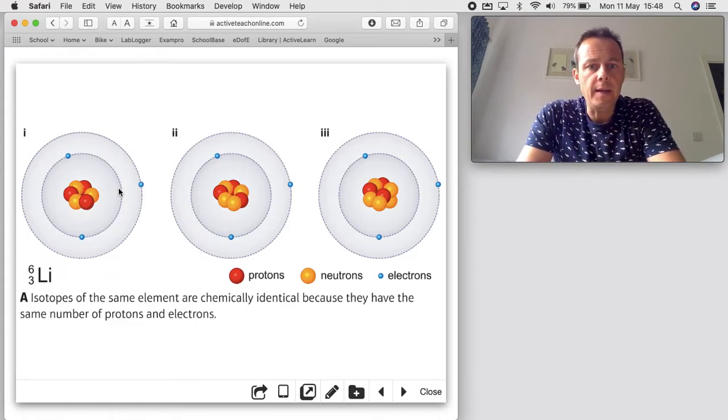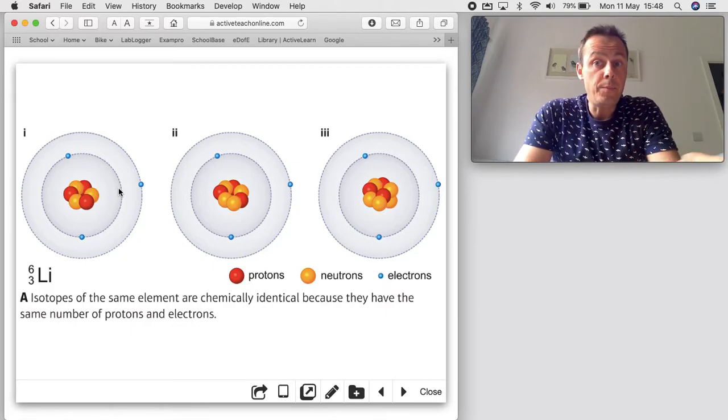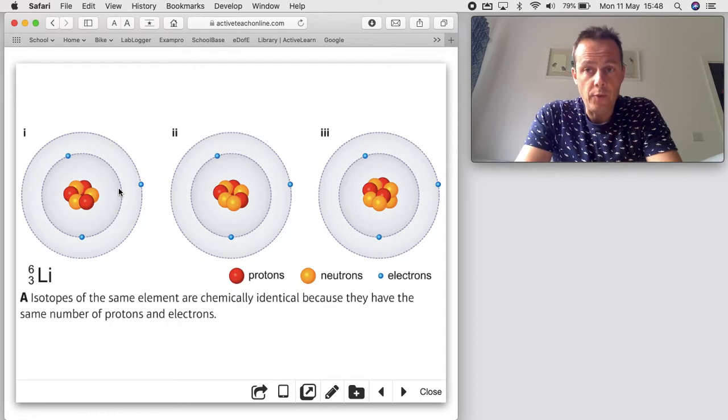Now we can see here we have lithium. Looking at the periodic table and the information we've got here, we know lithium has got 3 protons. If we look in each one of those pictures, we've got 3 protons. We know previously that atoms have no overall charge, so if we have 3 protons, we must have 3 electrons. And each one of those diagrams there shows 3 electrons.